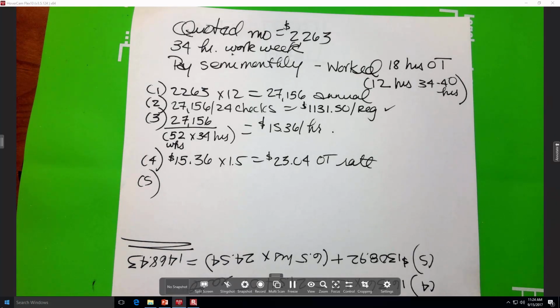One paycheck, in which she worked 18 hours of overtime, but 12 of those were between 34 and 40 hours. 12 of the hours of overtime. So she worked for a 40-hour-a-week company. She'd only have 6 hours of overtime, right?